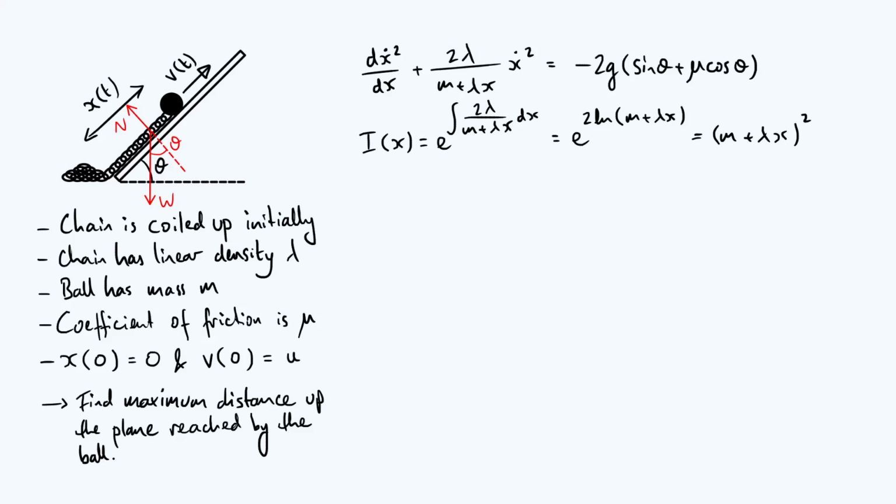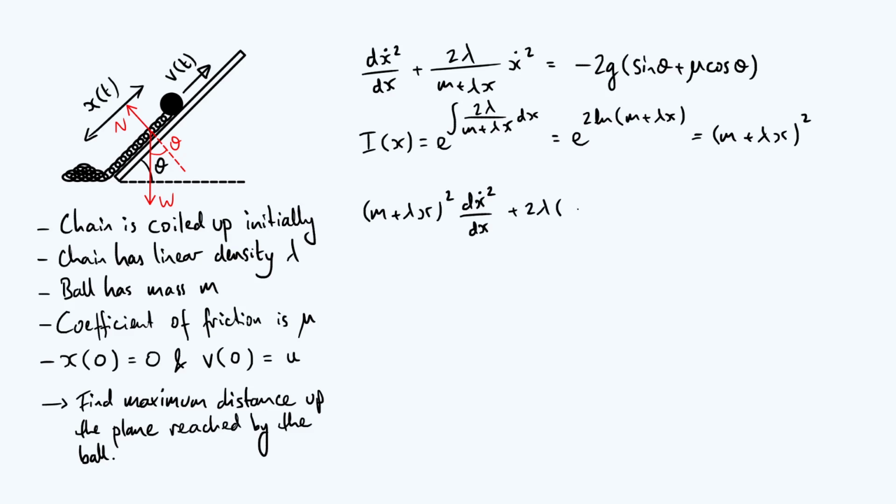So then we multiply our original differential equation by that integrating factor, making sure to do it to all terms. So your first term is now just going to be m plus lambda x squared times d x dot squared by dx. Your second term is going to be plus 2 lambda.